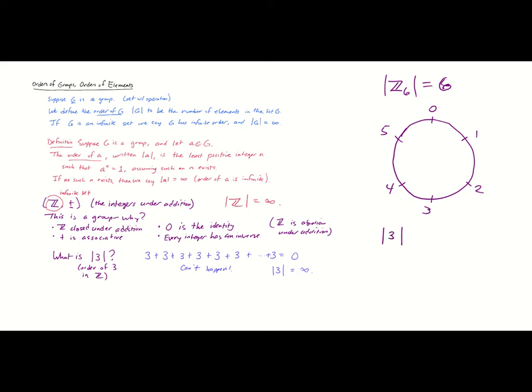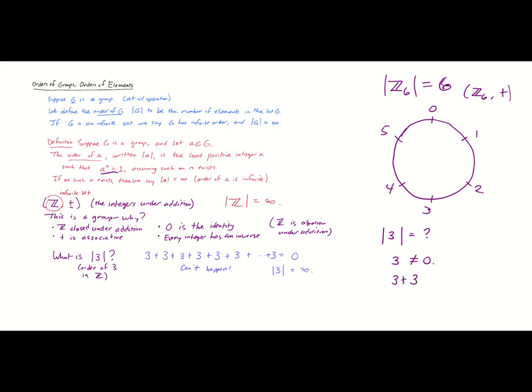Again, the operation is addition, so our group is Zmod 6 under addition, which means that when we're thinking about the order of 3, rather than taking multiplicative powers of 3, we're taking additive powers of 3, which means we're adding 3 to itself. So what is that? Well, I know that 3 is not equal to 0, so the order of 3 can't be 1.